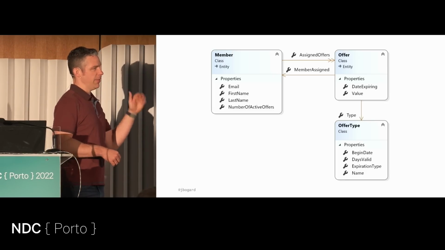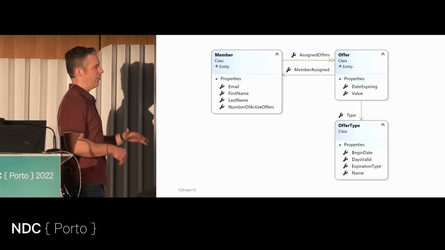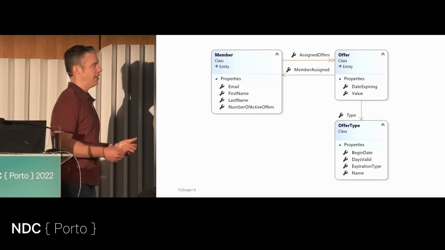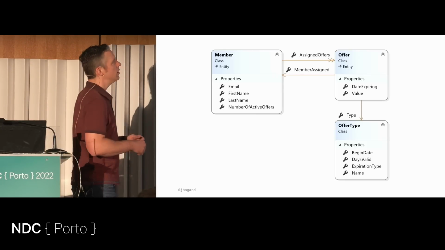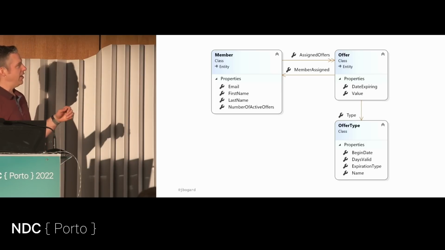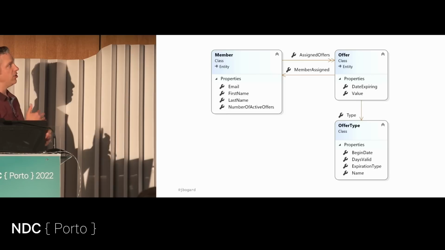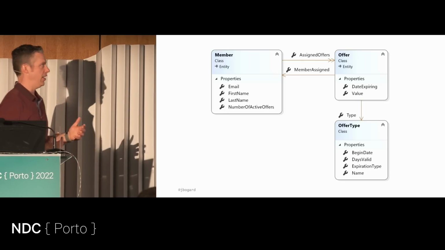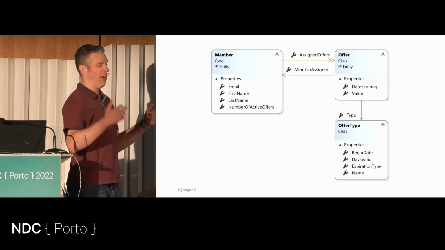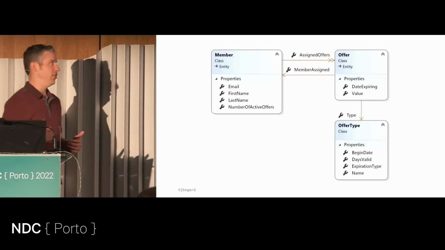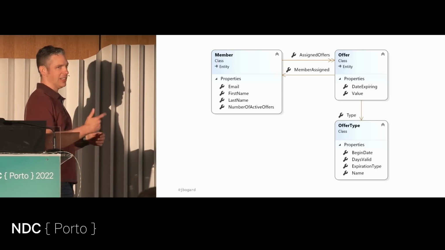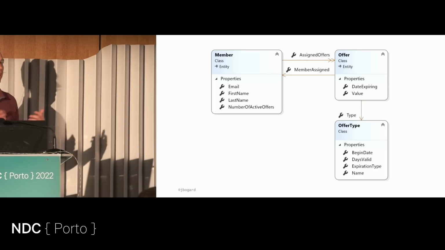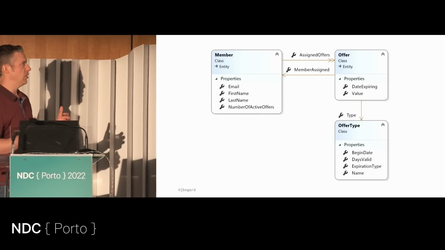Finally, we have some administration of these different kinds of offers. So we have this offer type class that has some metadata information about the different kinds of offers I can assign. Now, if I look at the arrows between these things, they even represent the real relationships between these different kinds of objects. Member doesn't just have an offers property, it has an assigned offers property. The offer class itself doesn't have just a member property, it has the member assigned. So the name reflects the relationship between those two entities.